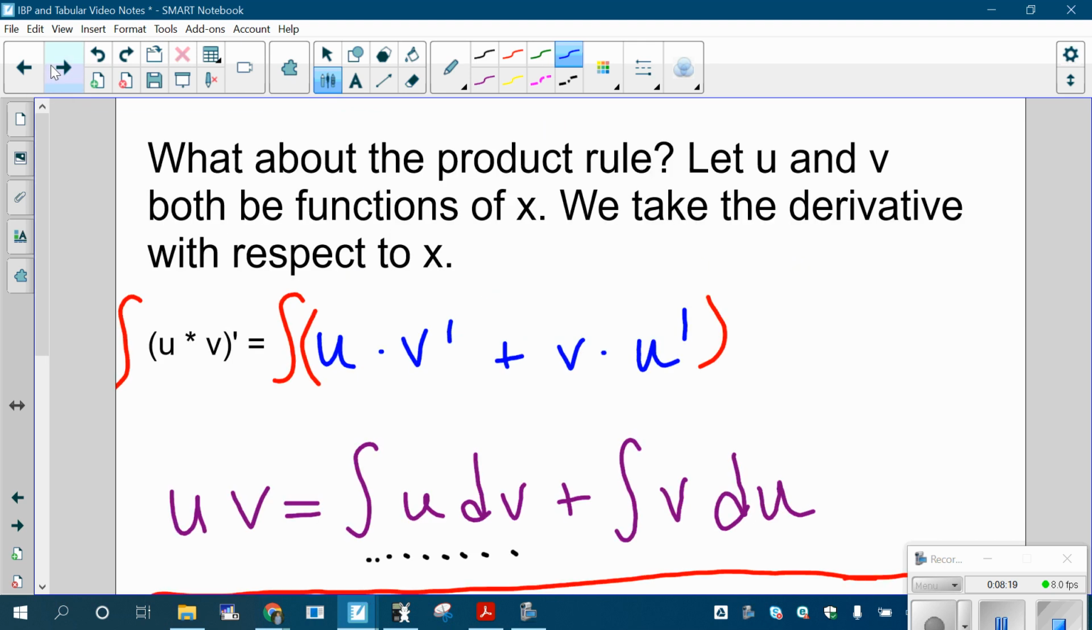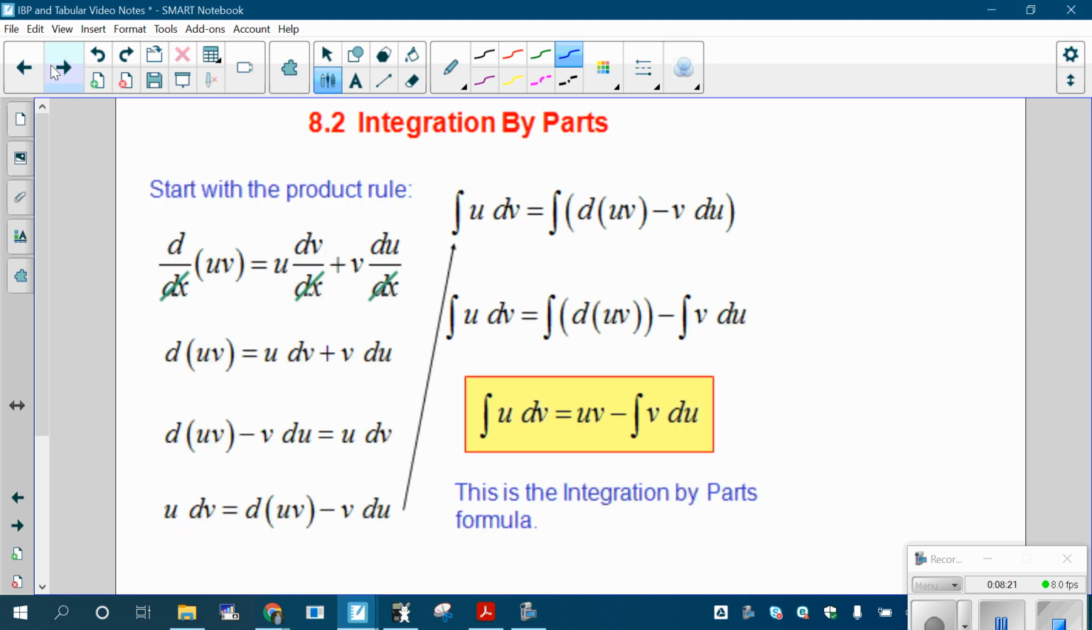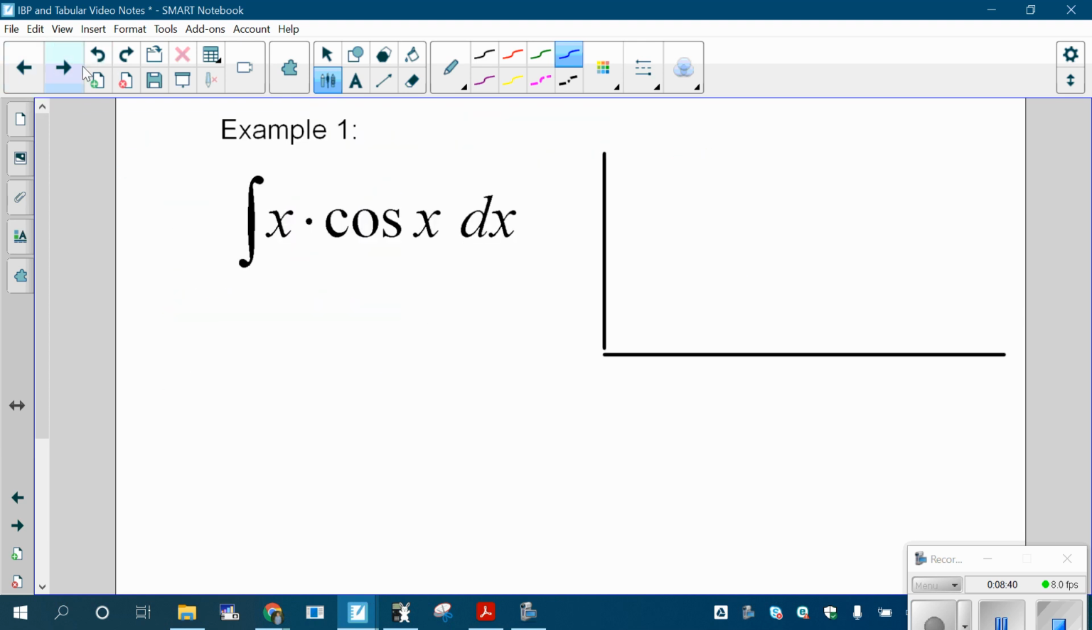Okay, let's do a problem. Again, this is the integration by parts formula: the integral of u dv equals uv minus the integral of v du. I know it's confusing with the u's and the v's. You need to memorize that formula. Okay, check. Very important. Time to just do a problem.